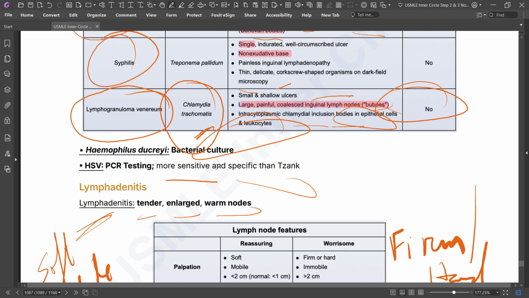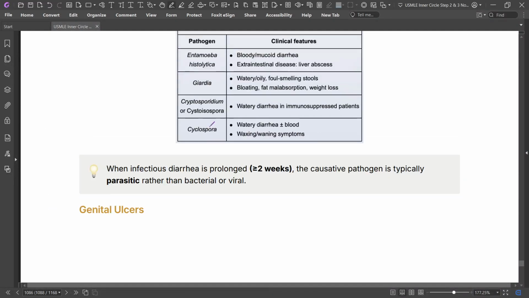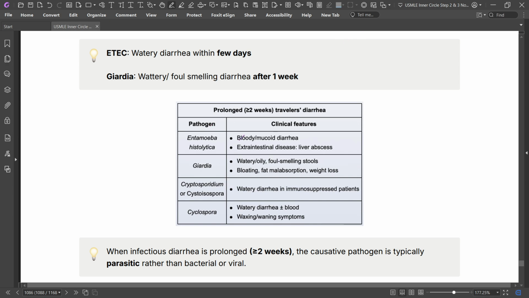More testing is specific for each. Now, prolonged traveler's diarrhea, more than 2 weeks. Think about Entamoeba histolytica, Giardia, Cryptosporidium, Cystoisospora and Cyclospora.